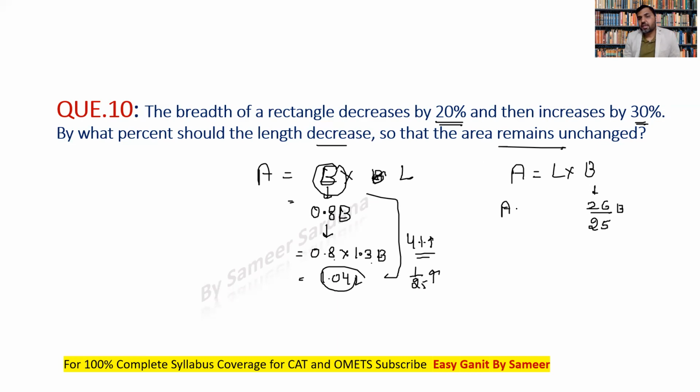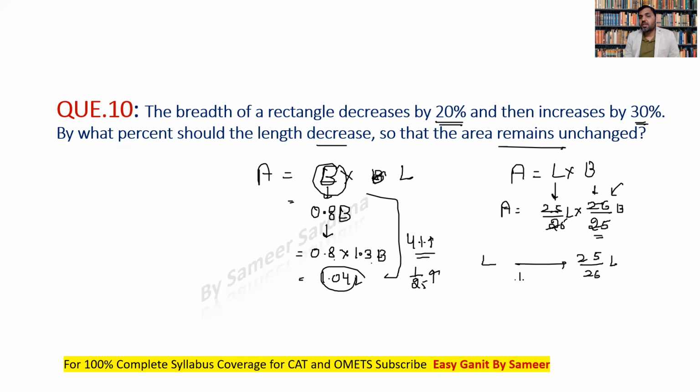I do not want to change my area, so I just need to somehow remove this multiplying factor. The only possible way of removing the multiplying factor is taking the length as the inverse of this multiplying factor. Inverse of this is 25 by 26. Only then 26 and 26 will get cancelled, 25 and 25 will get cancelled. There will be no change in the area. So the length has to be multiplied by 25 by 26 of the old length.